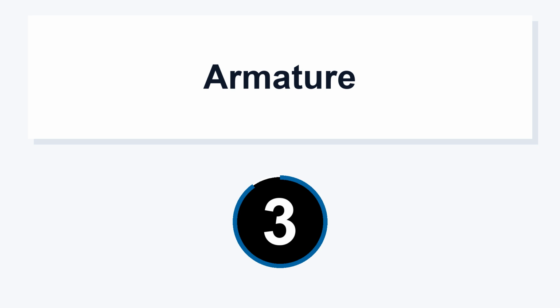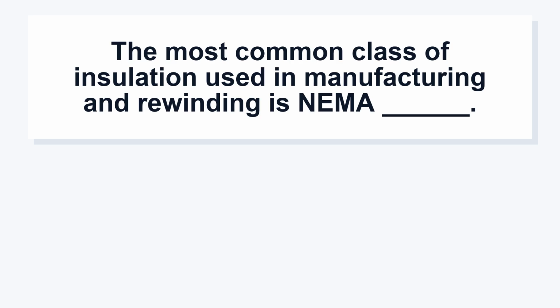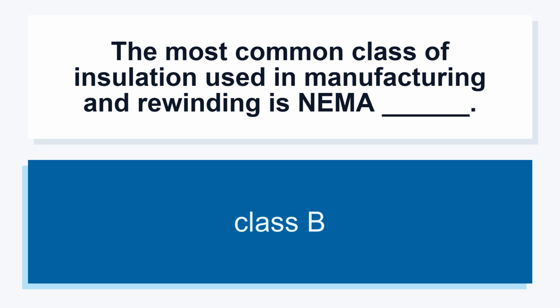Armature: the rotating windings of a DC motor. The most common class of insulation used in manufacturing and rewinding is NCCER Class B. Duty.